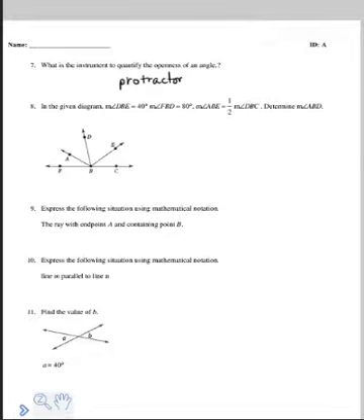Angle DBE is 40 degrees. FBD is 80. And the measure of angle ABE is half the measure of angle DBC. Determine the measure of angle ABD. So we're trying to find that measure there.